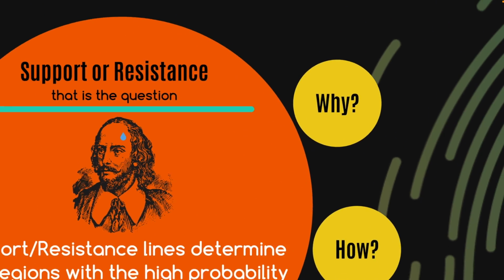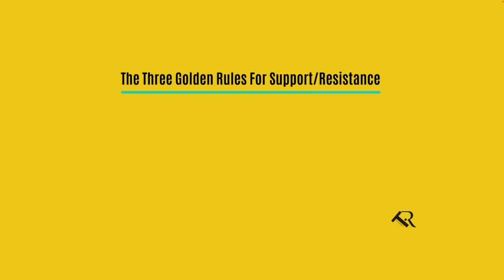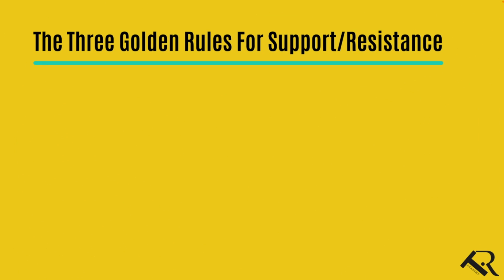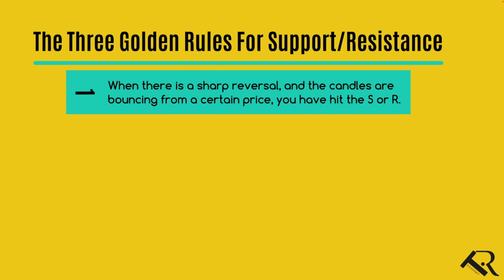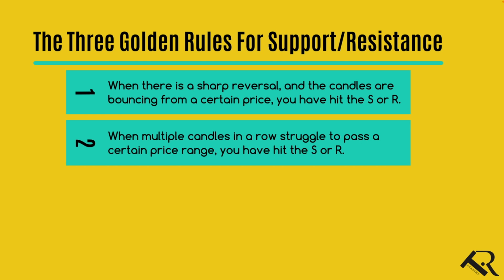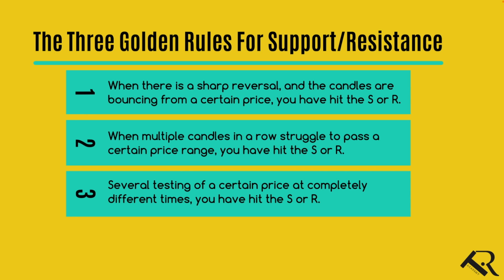The next question is how we draw the support and resistance lines. There are 3 golden rules for drawing these lines. When there is a sharp reversal and the candles are bouncing from a certain price, there is a high chance that you have hit a support or resistance line. When multiple candles in a row struggle to pass a certain price range, you have hit a support or resistance line. And finally, when you see several testing of a certain price but at completely different times, there is a real high chance that you have hit a strong support or resistance line.